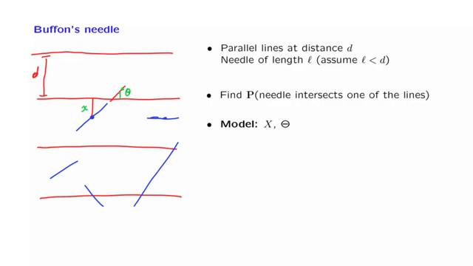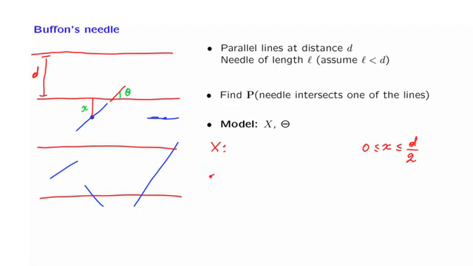What is the range of these random variables? Since we took x to be the distance from the nearest line, and the lines are d units apart, this means that x is going to be somewhere between 0 and d over 2.